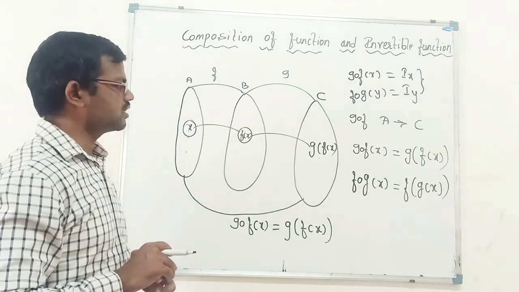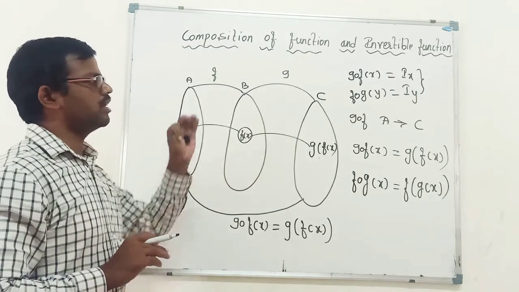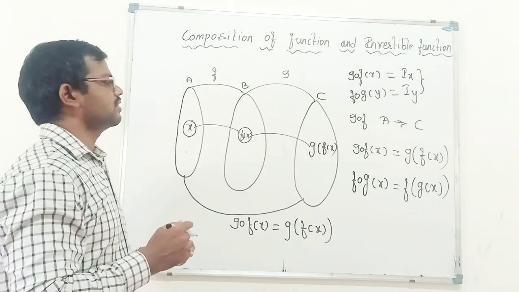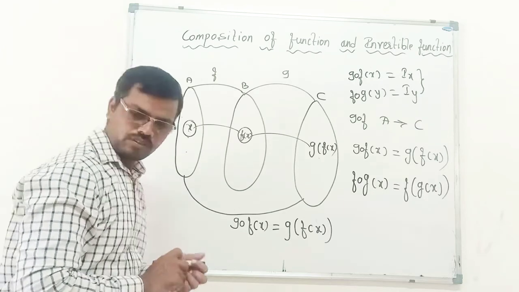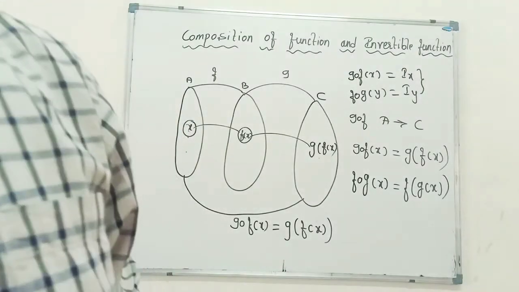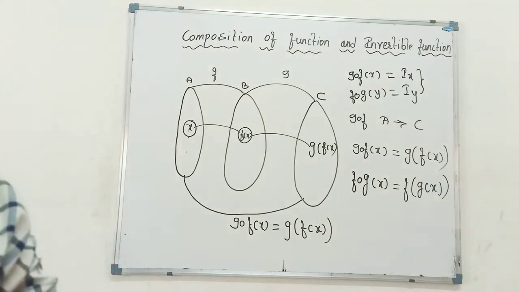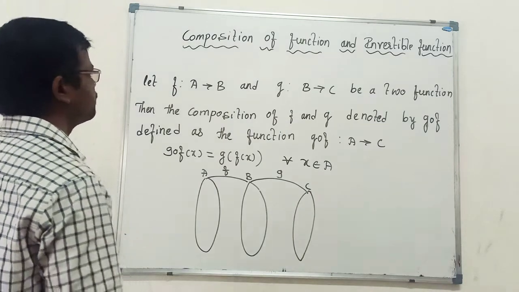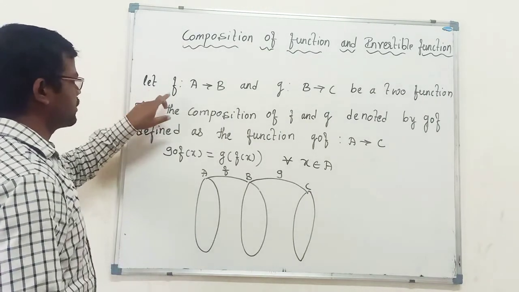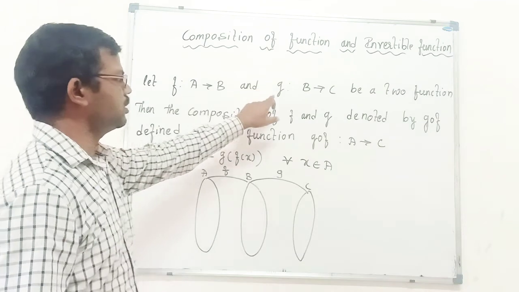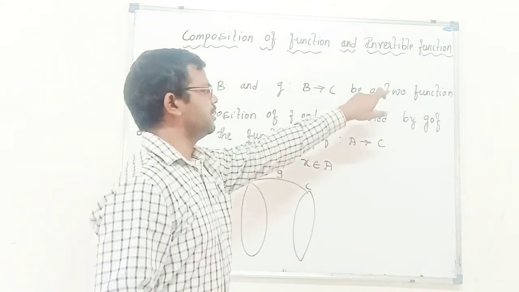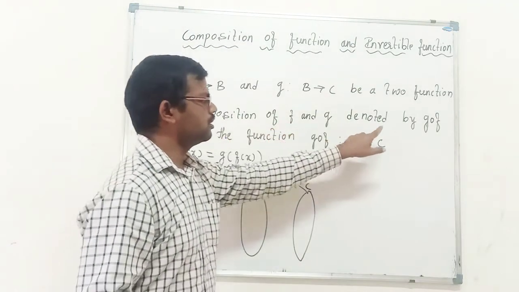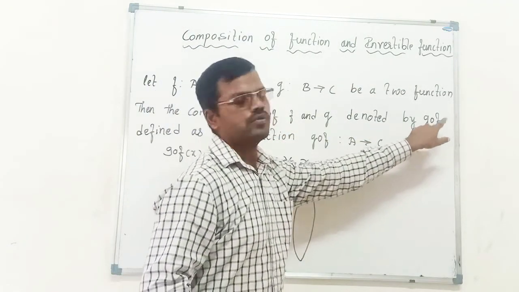So we have discussed the composition of the function and we came to know what we mean by the invertible function. So let me write its definition. So next we come to the composition function. Let f be a function from A to B and g be a function from B to C. Then the composition of f and g is denoted by g of f.